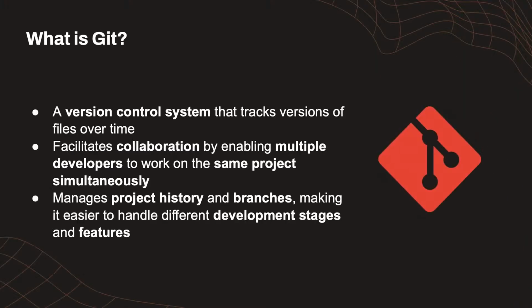So firstly, what is Git? Git is basically a version control system that tracks the versions of files over time. So if you make changes, you have a backup of what things you changed. It allows you to collaborate with other people by enabling multiple developers to work on the same project at the same time. So it's really useful for courses like OOP or SEP where you have to work on a group project with the same code base. It also manages the project history and all the different branches, and it makes it easier to handle different development stages and features. So you can easily add new features without breaking the whole code and having different merge conflicts, which we'll talk about in a bit.